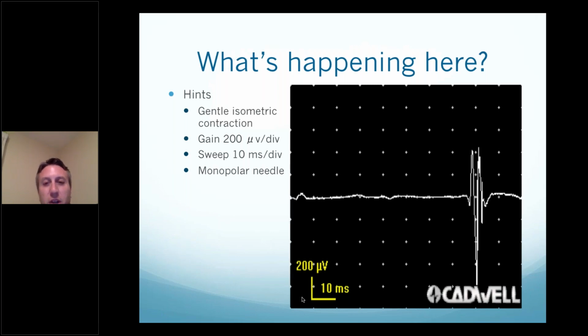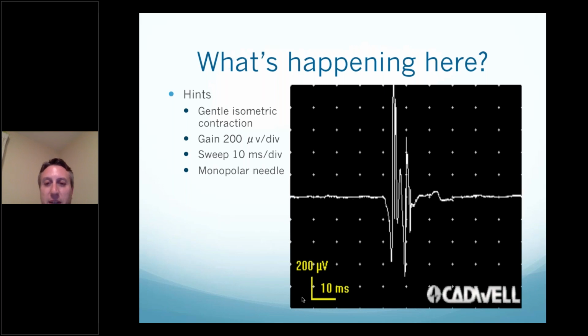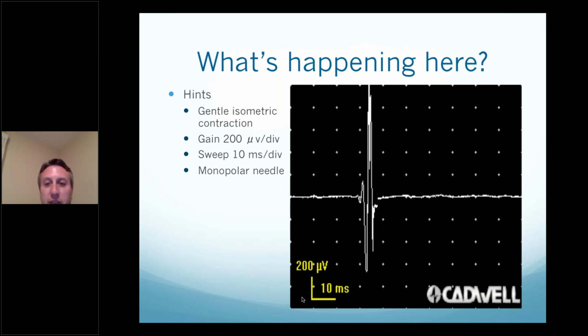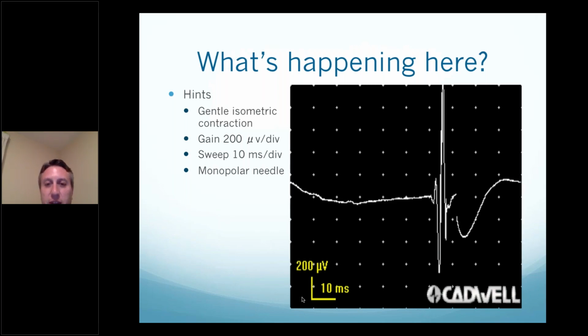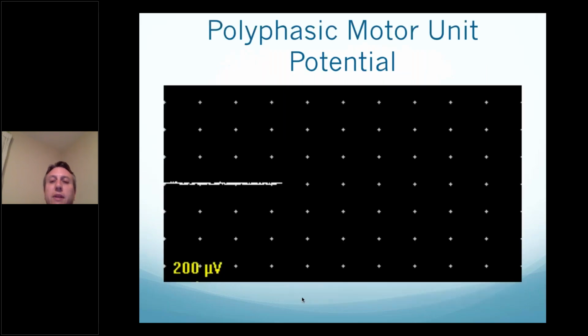You hear how it's like a duller, more spread out popping type of sound. And now that second one comes in, and it also kind of popped out a little bit, where you hear a little bit more than just one single pop: pop, pop, pop, pop. So this is an example of a polyphasic motor unit.